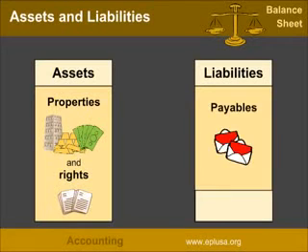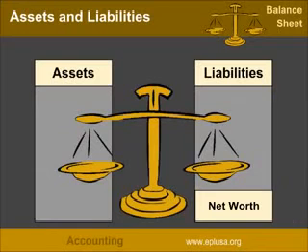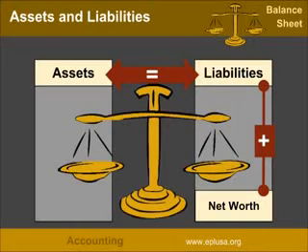Liabilities, composed of obligations that this entity has to pay, accounts payable, debt, and net worth, the ownership equity. The balance sheet is just that, the balance between the assets and liabilities plus net worth, or capital. They must always be the same.